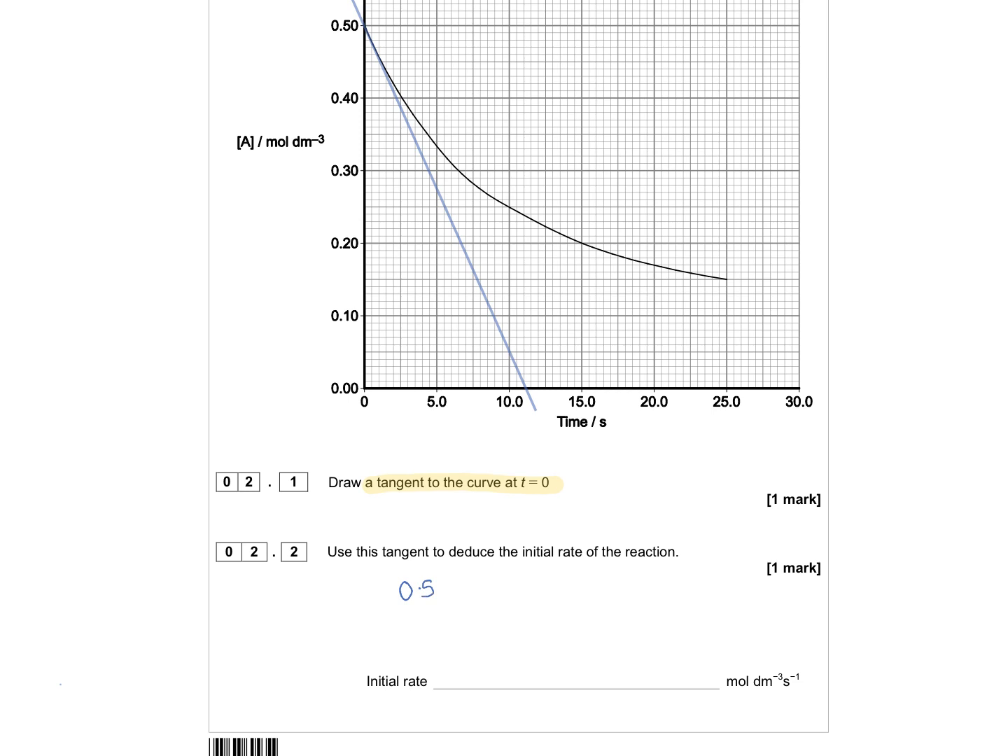So when working out the gradient, we're going to look at the change in the concentration of A, divided by the time taken. You can read both of those off of the axes to get a calculation of 0.5 over 11.5, which comes out at 0.043.